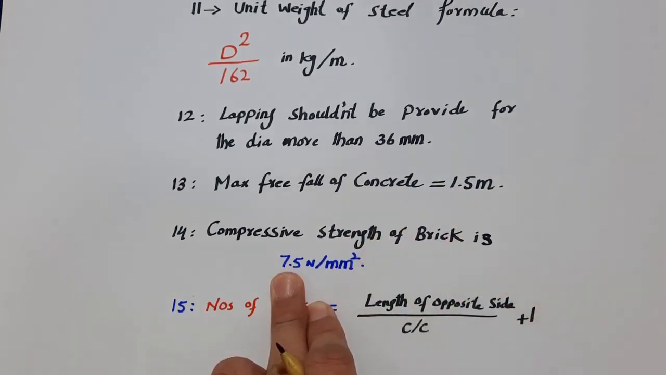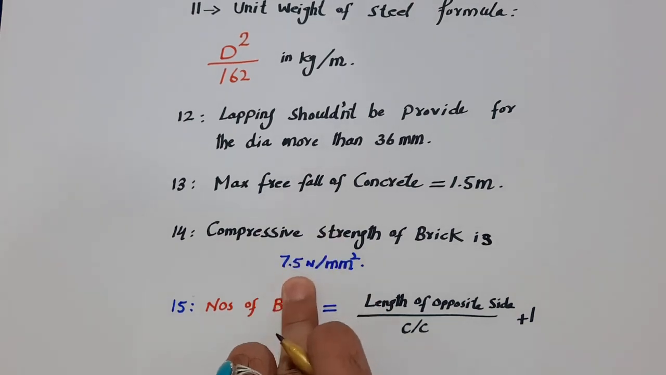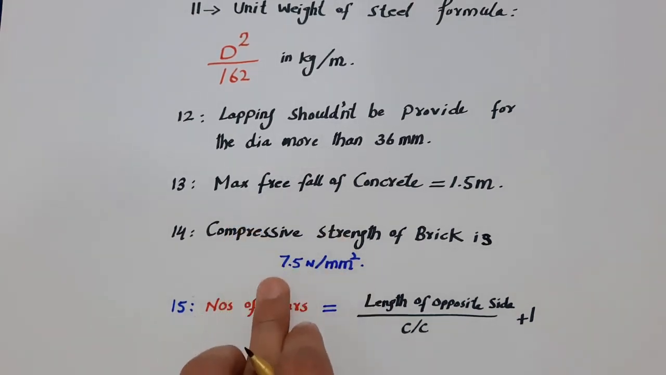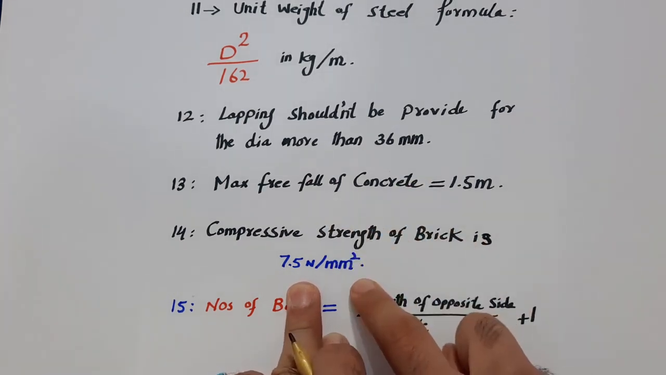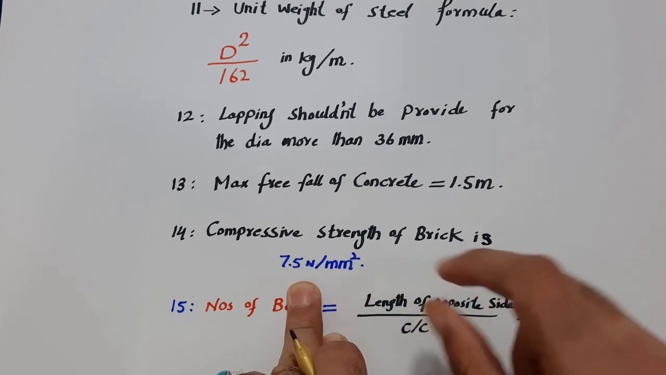The 14th one is the compressive strength of brick, which is 7.5 Newton per mm square. It doesn't mean it should be exactly 7.5, but it should not be less than that. The compressive strength of the brick should not be less than 7.5 Newton per mm square generally.